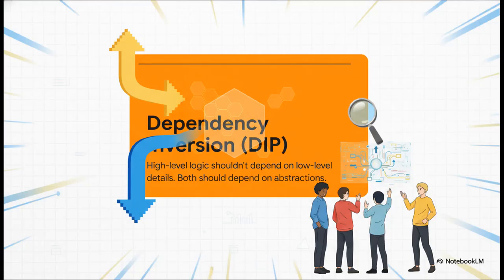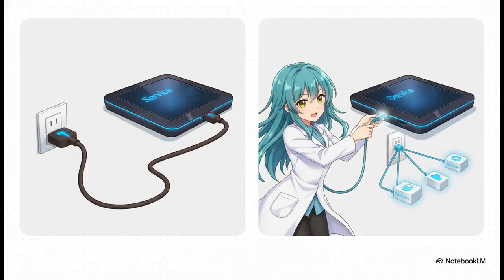And that brings us to our final letter, D, for the dependency inversion principle. Okay, this one is a true game changer. It's probably the most powerful of the five, and it's really at the heart of almost all modern software architecture. It's all about flipping dependencies on their head. So here's the typical flow. Your high-level business logic, say a billing service, directly knows about and depends on a low-level SQL database class.